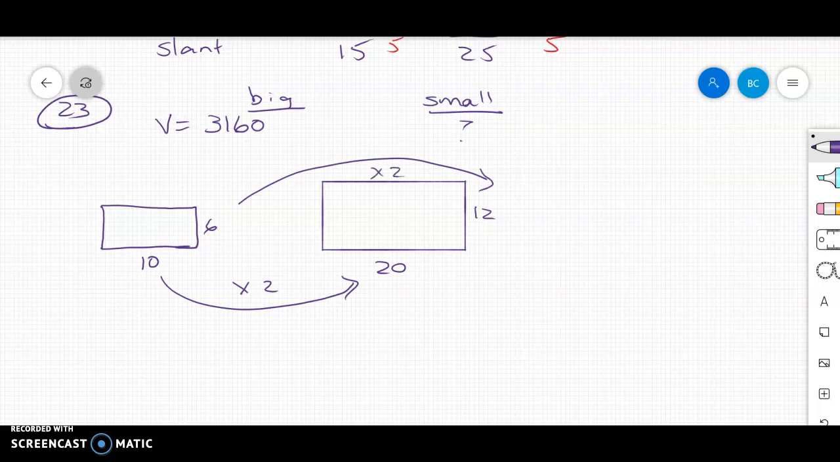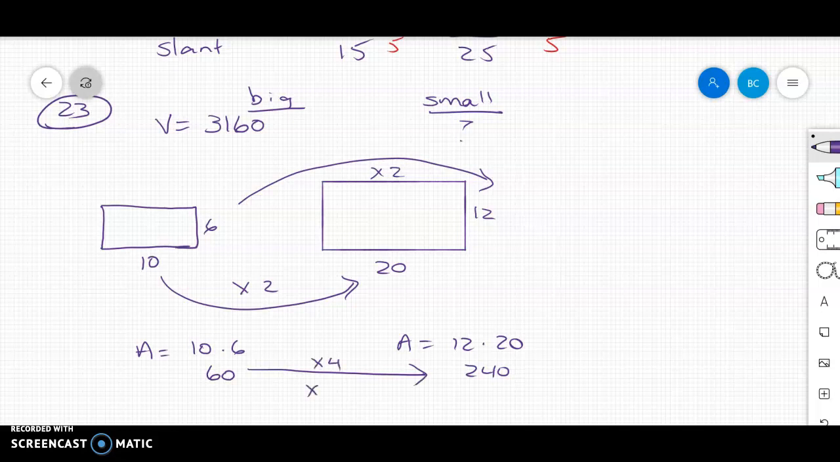But then in our last unit, we started to talk about the area of these figures, and we said that this area is going to be 10 times 6, which is 60. This area is going to be 12 times 20, which is 240. So even though my scale factor, which applies to the sides, was times 2, going from 60 to 240 is times 4.